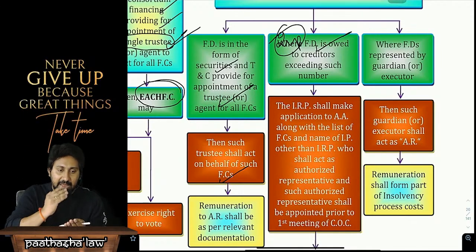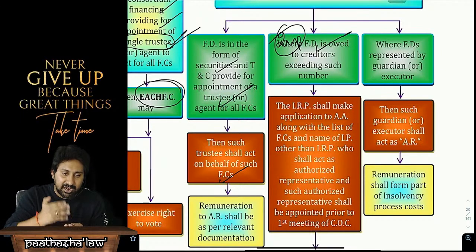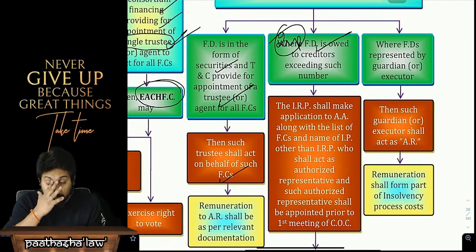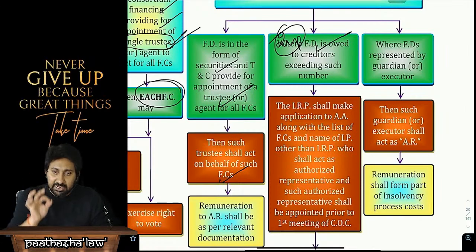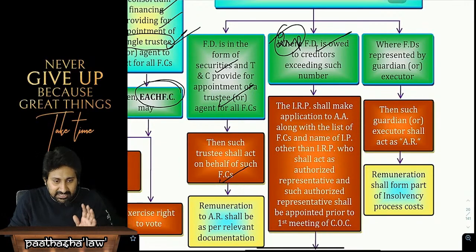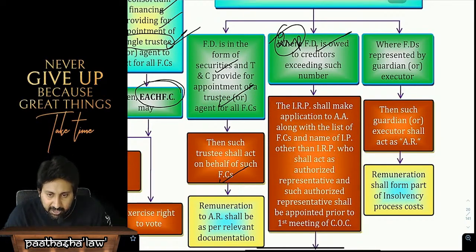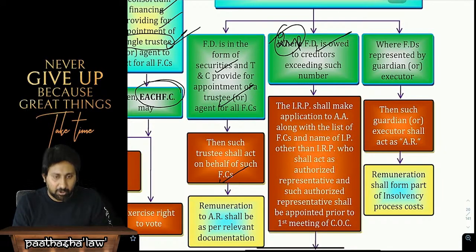If the number is exceeding 100 or exceeding 1/10 or 10% of the total real estate project, listen carefully what will happen. Where the financial debt is owed to the creditors exceeding such number, like real estate allottees, they directly cannot form part of the committee of creditors. An authorized representative they have to appoint.